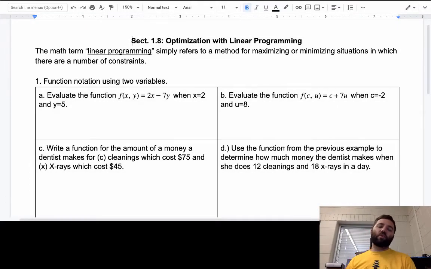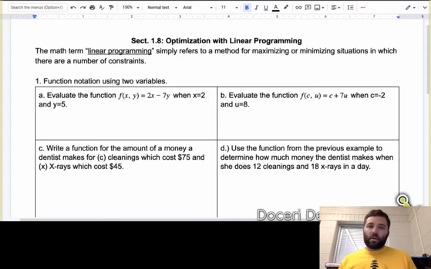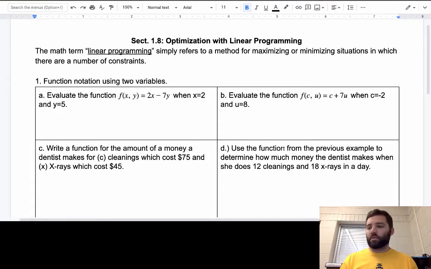All right, section 1.8, optimization with linear programming. So I think this might be the first section where we've actually got something that isn't from Algebra 1, that you don't learn in Algebra 1. This is called linear programming, and that's just a fancy word for using inequalities, which we've been dealing with, to find the maximum or minimum solution in a given problem. Lots of these turn out to be word problems where they're applicable. So let's get started.